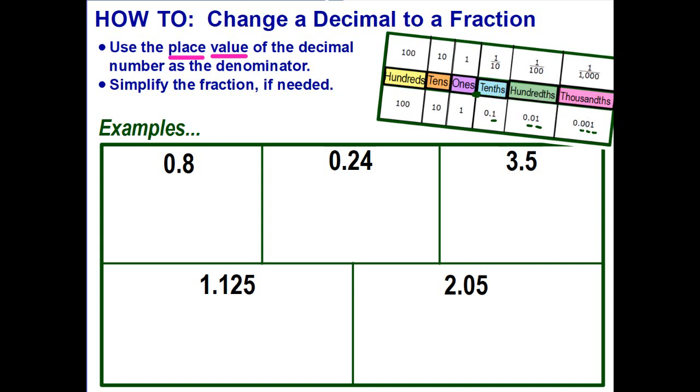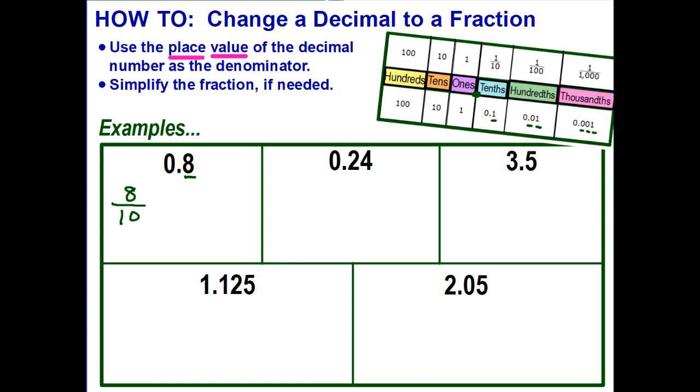So you really need to get in the habit of reading the decimal numbers correctly. Now, first example, don't say 0.8 or 0 and 8. You need to read it. There's one place value. So you say the number, and then you say the place value. This is 8 tenths. So you write it just like it sounds: 8 as the numerator, tenths as the denominator.